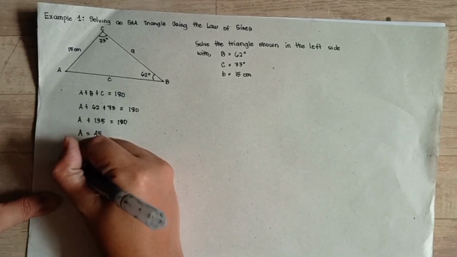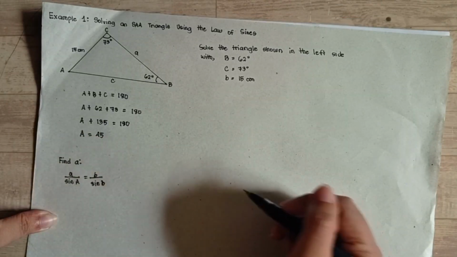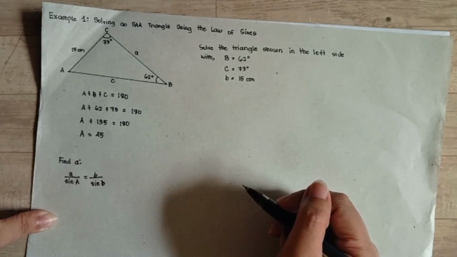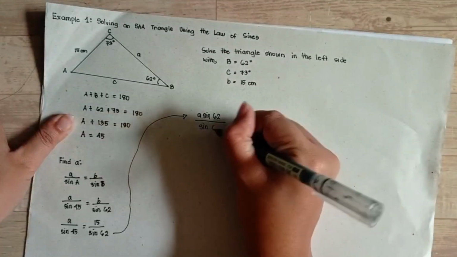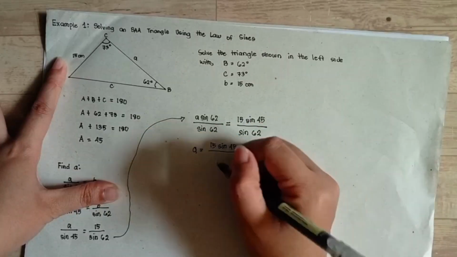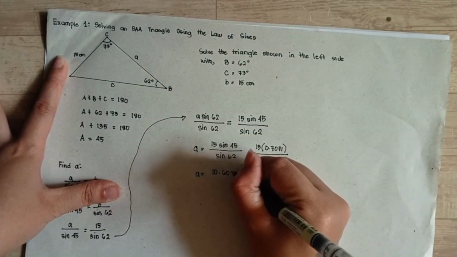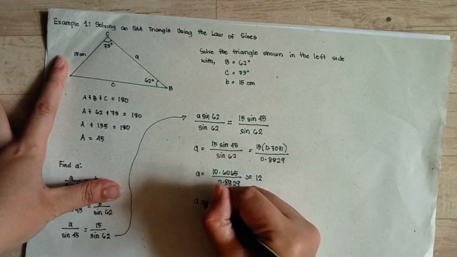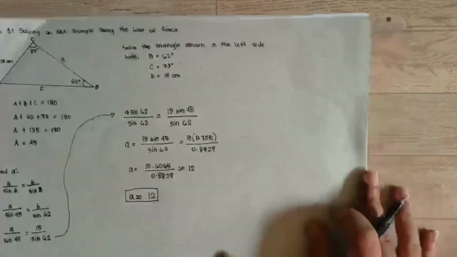After finding angle A, we apply the law of sines to find side a. a over sine 45 degrees equals 15 over sine 62 degrees. Solving for a, a equals 15 times sine 45 degrees divided by sine 62 degrees. Using the trigonometric values, a becomes approximately 12 centimeters.